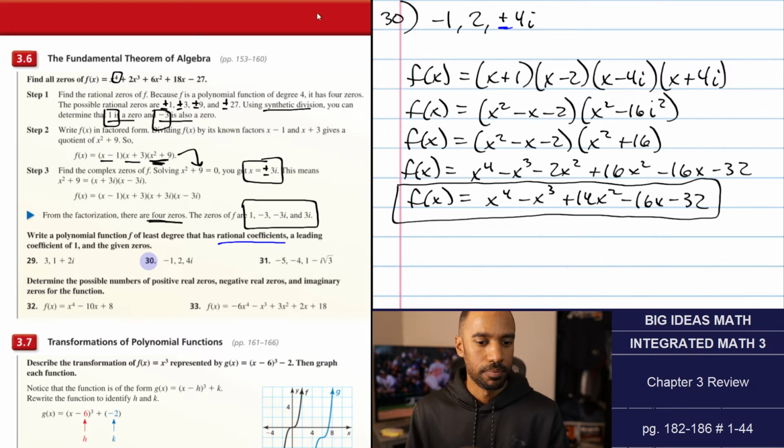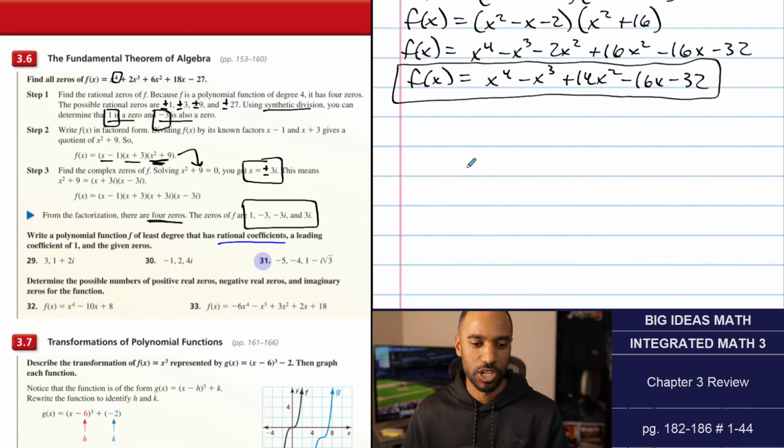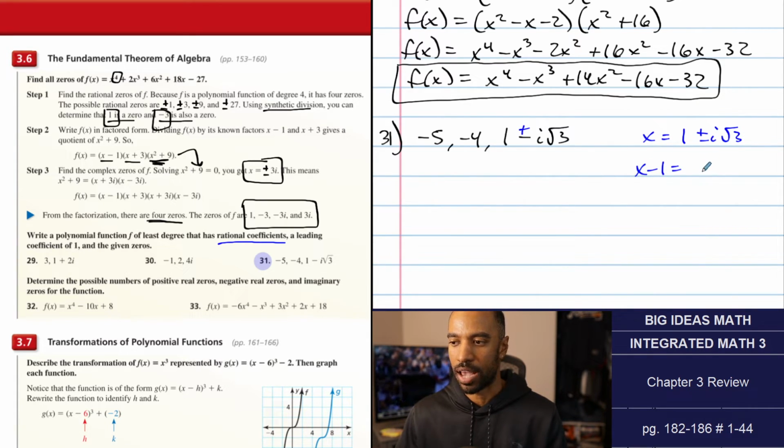Okay, number 31. I'm going to go back to my methods here. Now we have an irrational, imaginary, totally complex number set right there. Negative 5, negative 4, 1 minus i root 3. Of course, that also means 1 plus i root 3 is in the biz. So let's go this route. Let's let x equal 1 plus or minus i root 3. Subtract the 1 over. And the same thing goes for irrationals as it does for imaginaries. When we square them, we cancel them out in the way that we want them to.